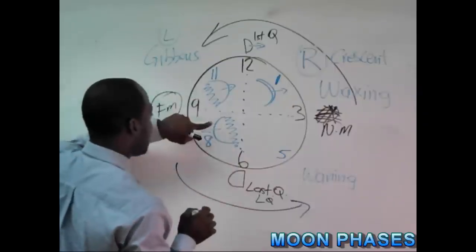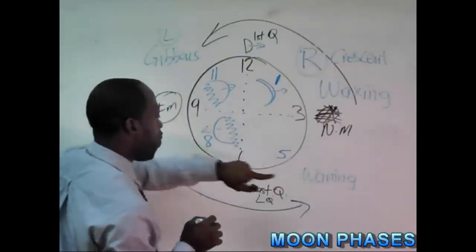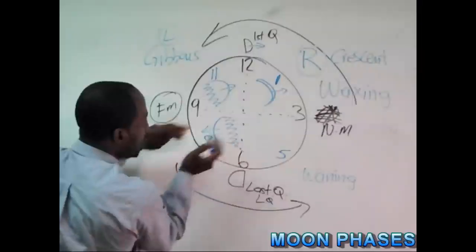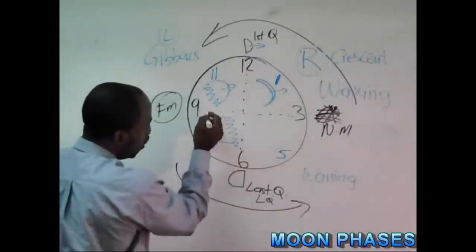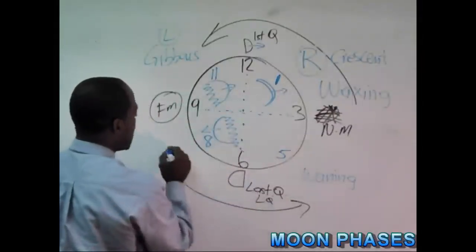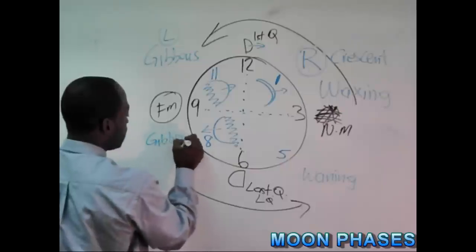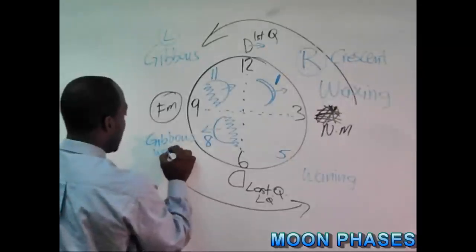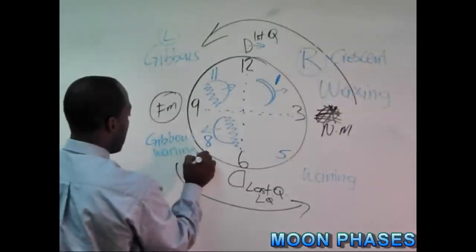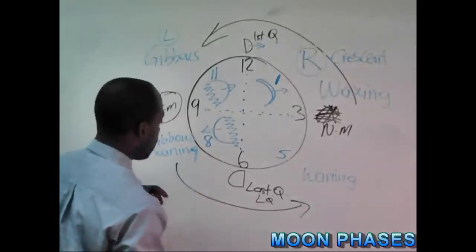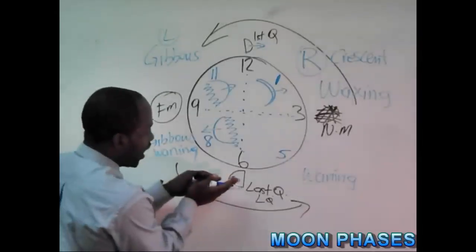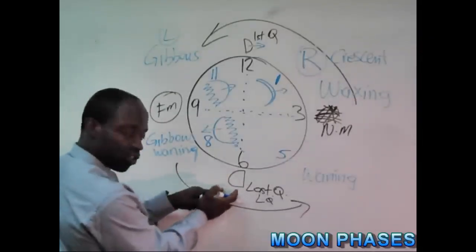So I flip my gibbous, but now it's going to be a waning gibbous because we're below this horizon, or below this dotted line. That's a reference. So I'm going to have here a gibbous, and it's going to be a waning gibbous. All right? And then we continue to move this way, and we're going to have our last quarter.